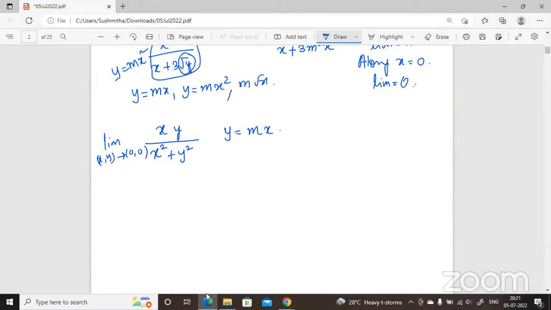Then if I put y is equal to mx, I'll get what? m by 1 plus m squared or something like this. So here the limit does not exist. Suppose I had xy by x squared plus y power 4. Then what will I do?